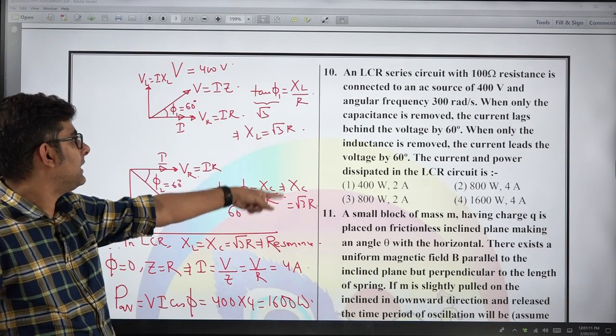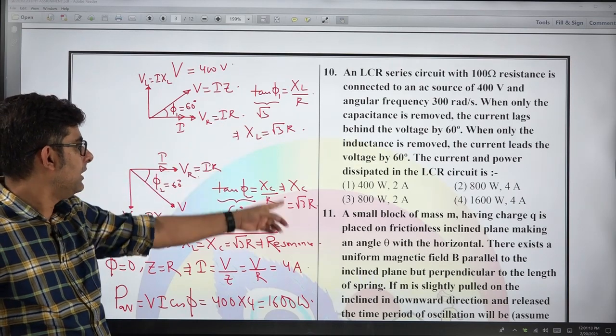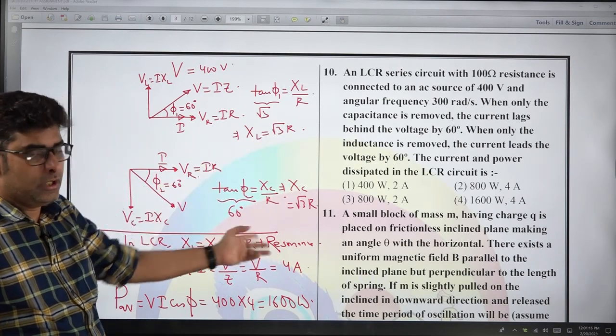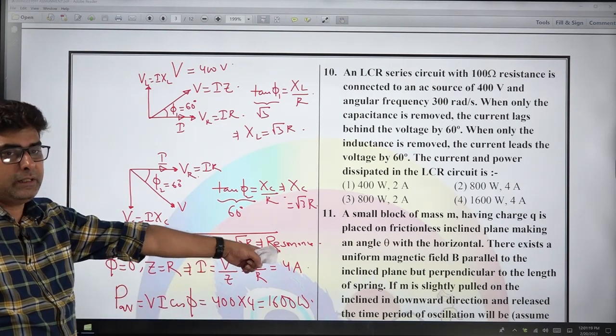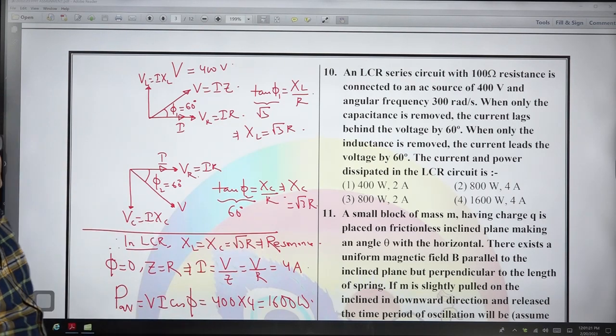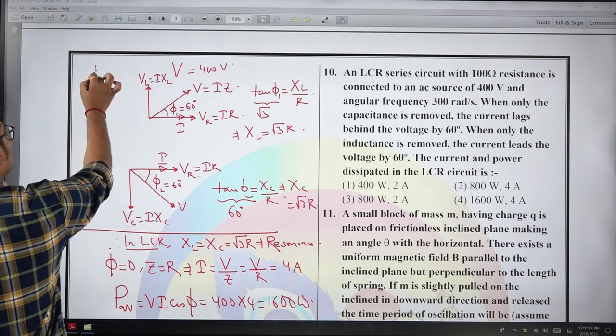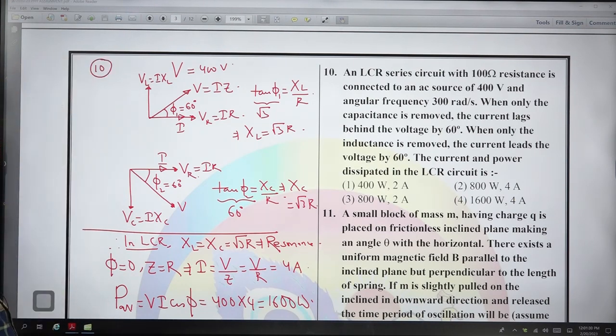So the only thing, if you remember this one, that tan phi is X by R, then you can directly see that in both cases X by R is root 3. So that means XC and XL are equal. So in an LCR circuit, when XL and XC both are equal, what condition does it mean? Resonance. Clear to all of you?